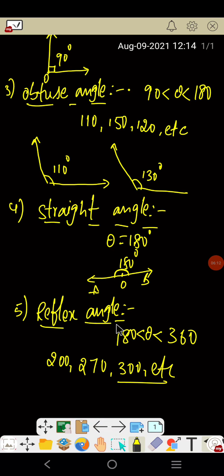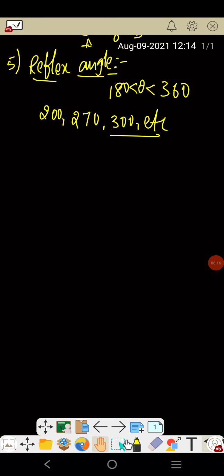You can show the diagram like this for a reflex angle. So this angle we can represent as 300 degrees. So this is the reflex angle in the anti-clockwise direction.